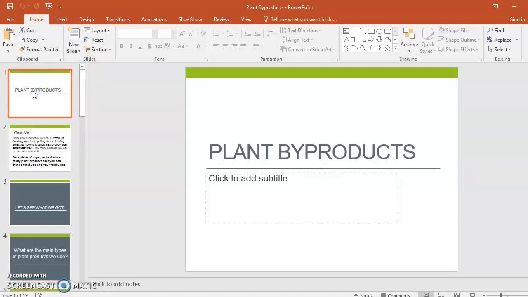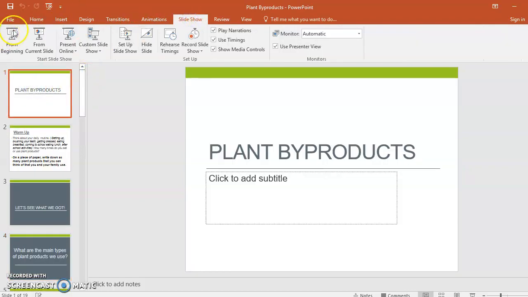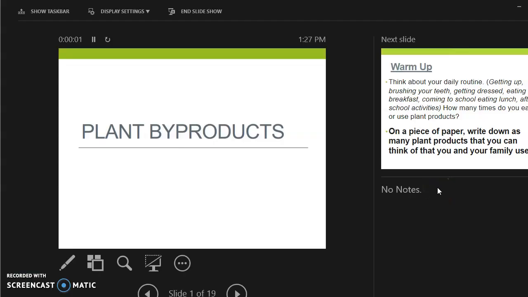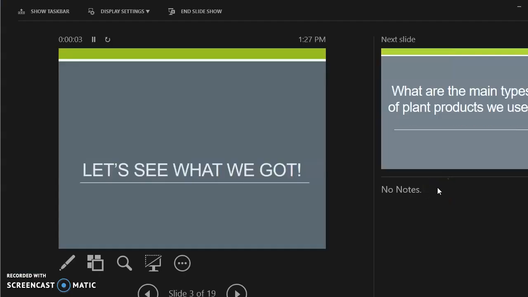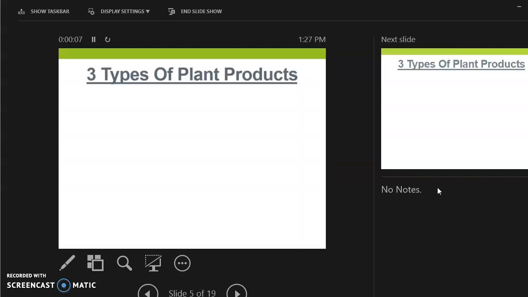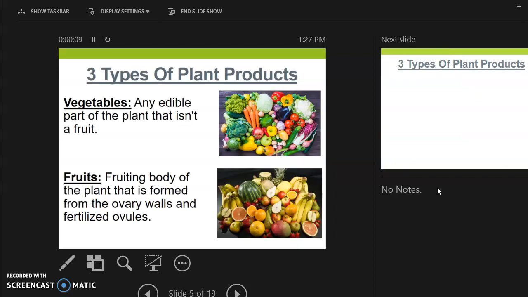This week we're going to talk about plant byproducts. This is the last part of our plant objective. So that's what you need to label these notes as, and I will highlight what you need to know.